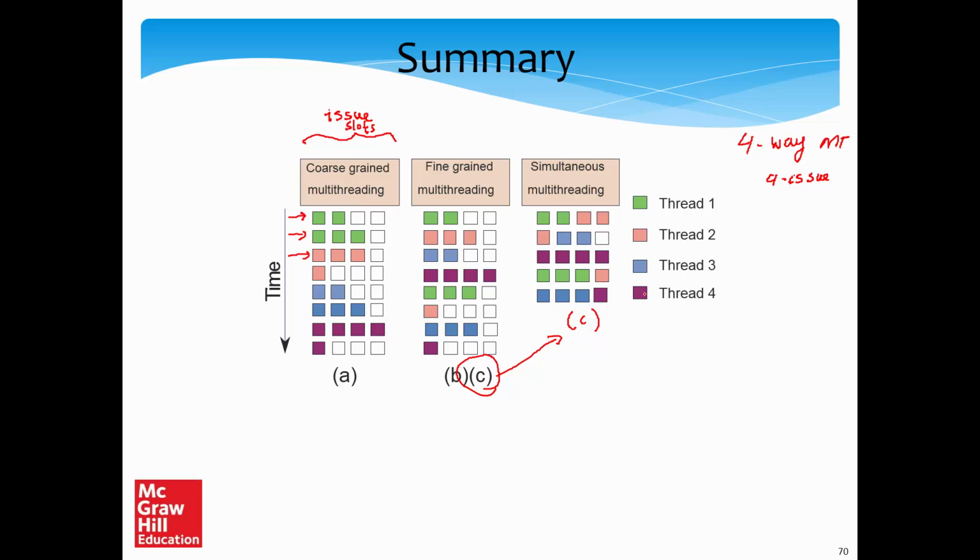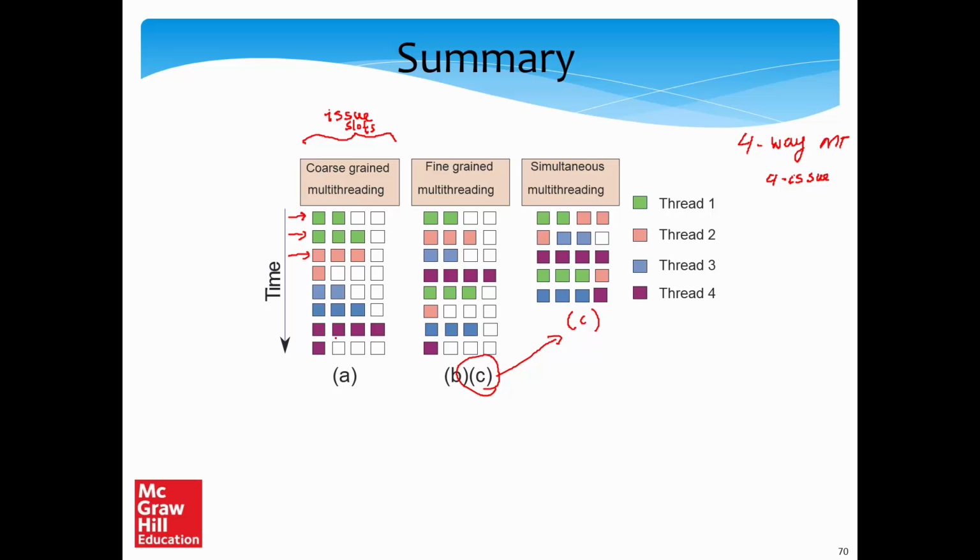What a coarse-grained multithreading system would do is execute instructions belonging to the same thread for n cycles. Just to keep the diagram simple, let's assume n is 2. First it executes instructions of thread 1, then thread 2, then thread 3 and thread 4. All of these white slots are unused slots.